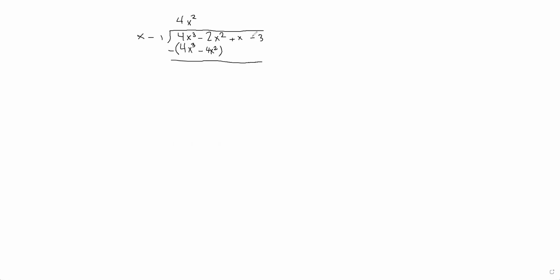And I'm going to try not to forget bringing this stuff down this time. So we're going to do this minus that gets us 0. And then we have negative 2x squared minus negative 4x squared, which is equivalent to negative 2x squared plus 4x squared. We get a total of 2x squared. And then I'm going to bring down our plus x and our minus 3.